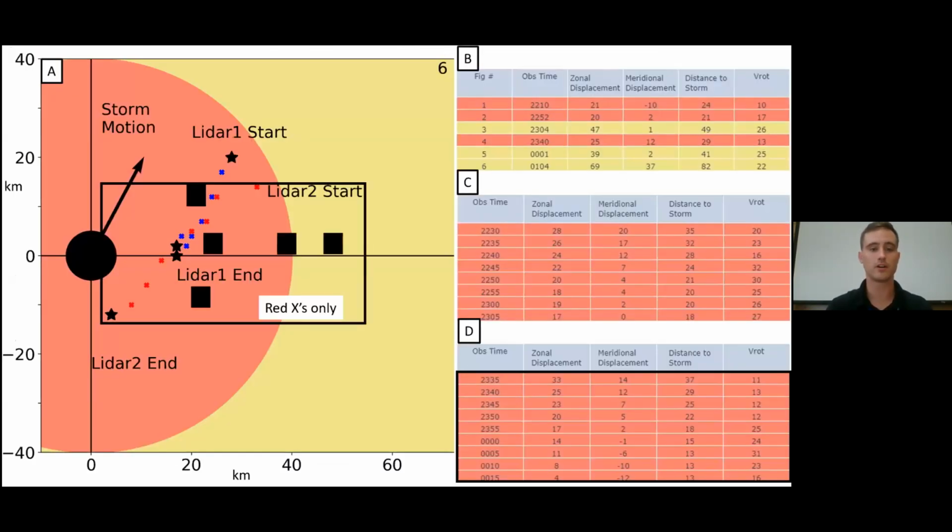Now looking to the Lidar deployment, and these are kind of on top of each other in a storm relative sense, so I want you guys to pay special attention to the red X's here. So this is Lidar 2, which is near field the entire time.